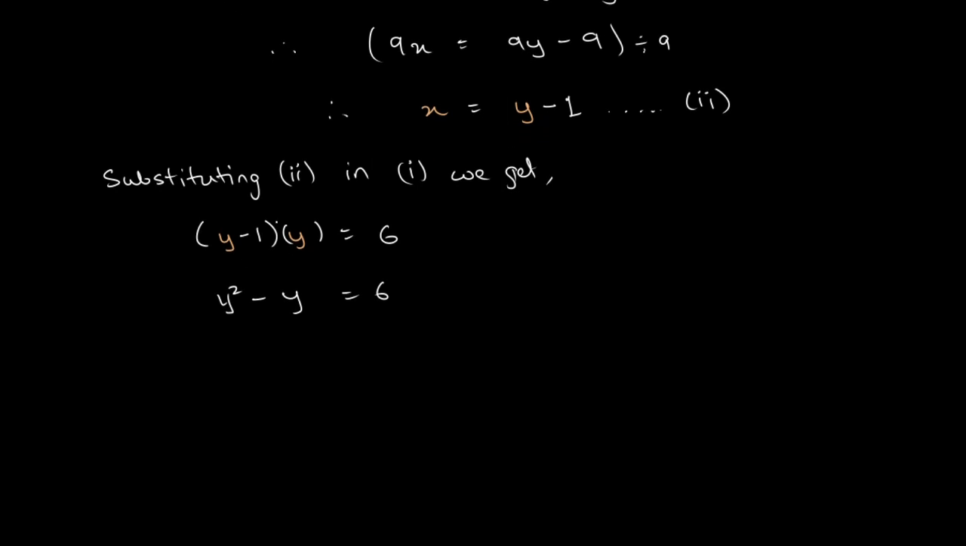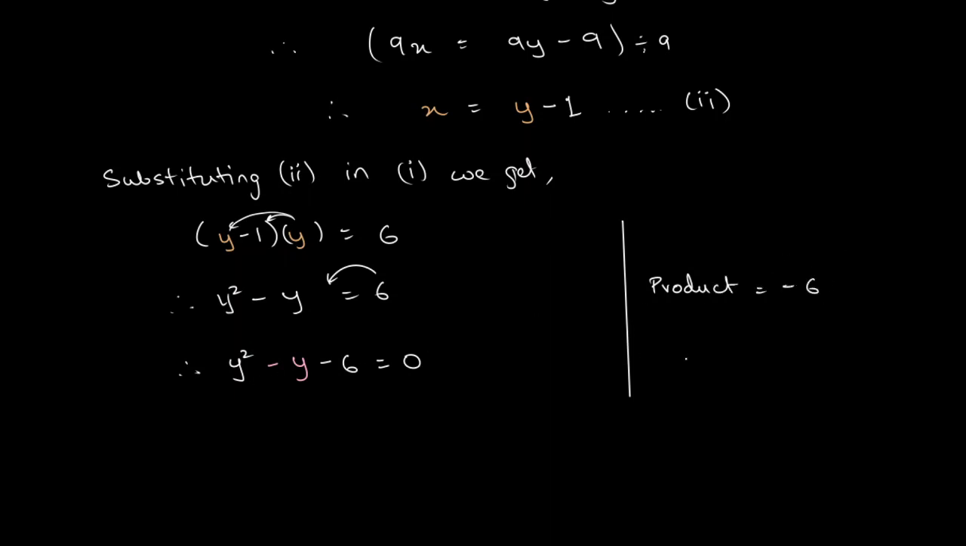Here we just applied the distributive property. Now we'll bring this 6 from the right hand side to the left hand side, and we get our quadratic equation, which is y square minus y minus 6 equal to 0. So this is our quadratic equation, which we need to solve by splitting the middle term. The product that we require is 1 into minus 6, which is equal to negative 6, and the sum of the two factors: two numbers multiplied should give me minus 6, and when you add them, they should give you minus 1.